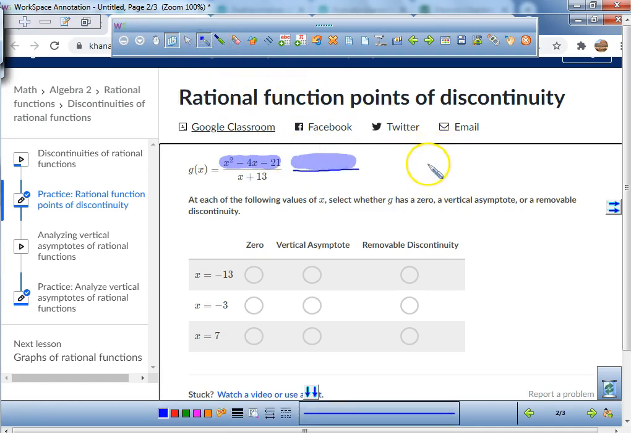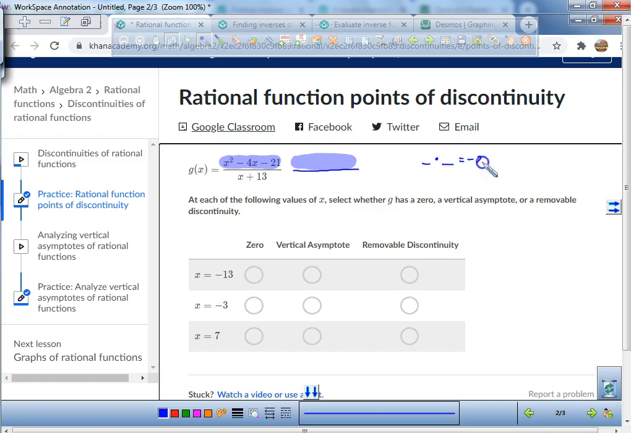All you're looking for is 2 numbers that multiply together to equal negative 21, but those same 2 numbers add together to equal a negative 4. And so those numbers are going to be negative 7 and 3. So we're going to put x minus 7 and x plus 3. And now that's all over what? That's all over x plus 13. So nothing cancels out, which means there's not going to be any removable discontinuity.